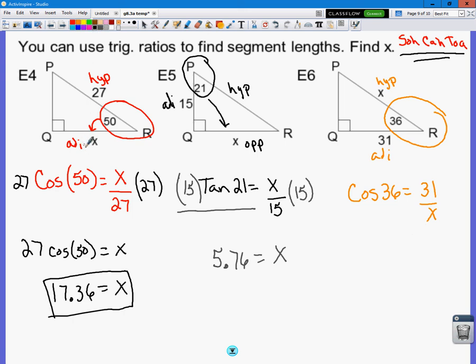Can I solve for x when it's in the denominator? Yes. I'm going to get x out of the denominator. These would cancel. I now have this. x cosine of 36 is equal to 31. If I wanted to get x by itself now, what would I have to do? Divide by the cosine of 36.